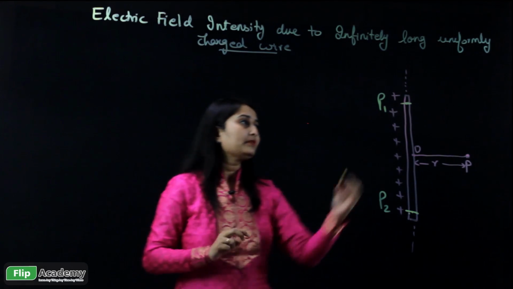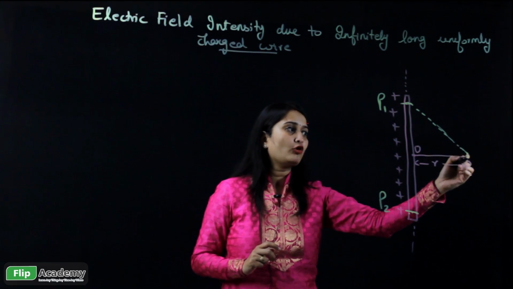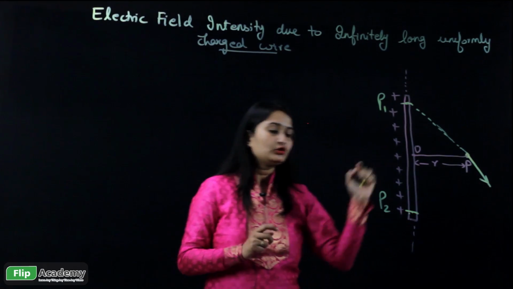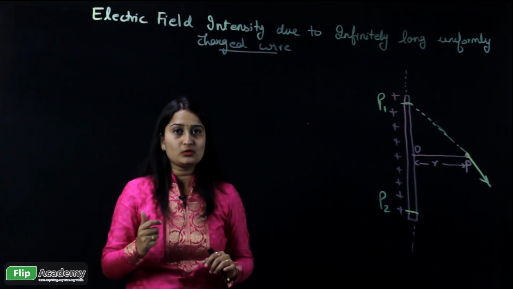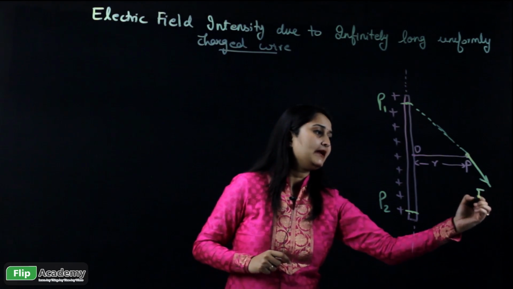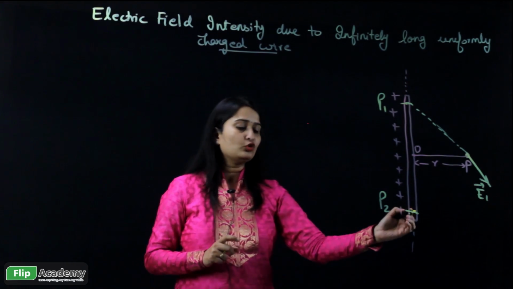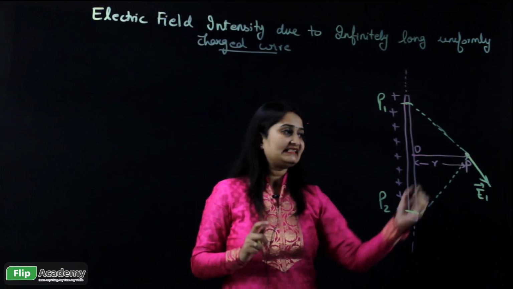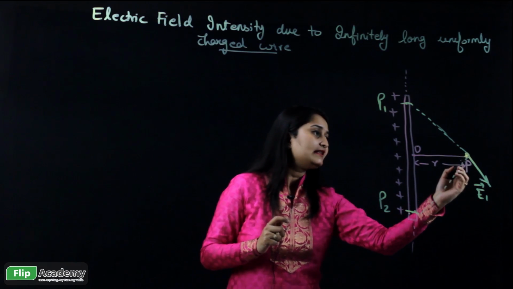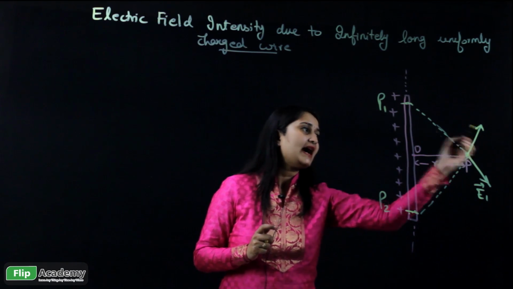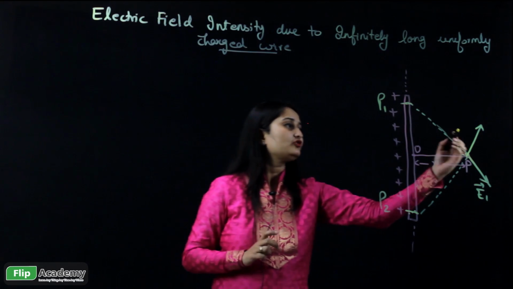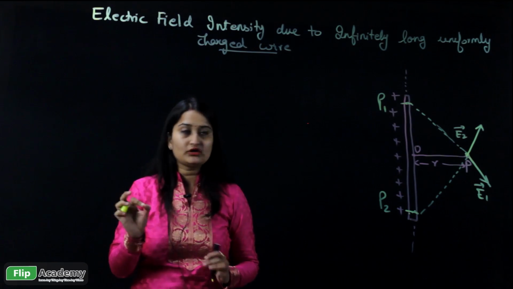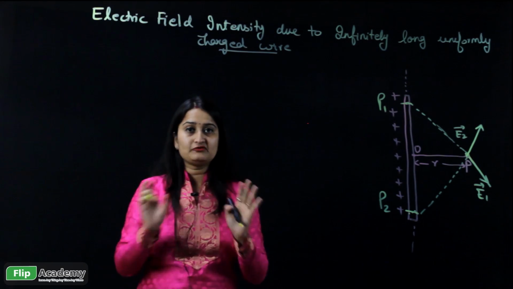Now look at the diagram. Due to P1, it exerts an electric force at point P, and this electric force is in this direction. So the electric field intensity is directed outward. It is represented as, let's say, E1. Similarly, P2 also provides some electric force at point P, directed outward like this. It is represented as, let's say, E2. So these are the two electric field intensities created by P1 and P2, as we all have studied.